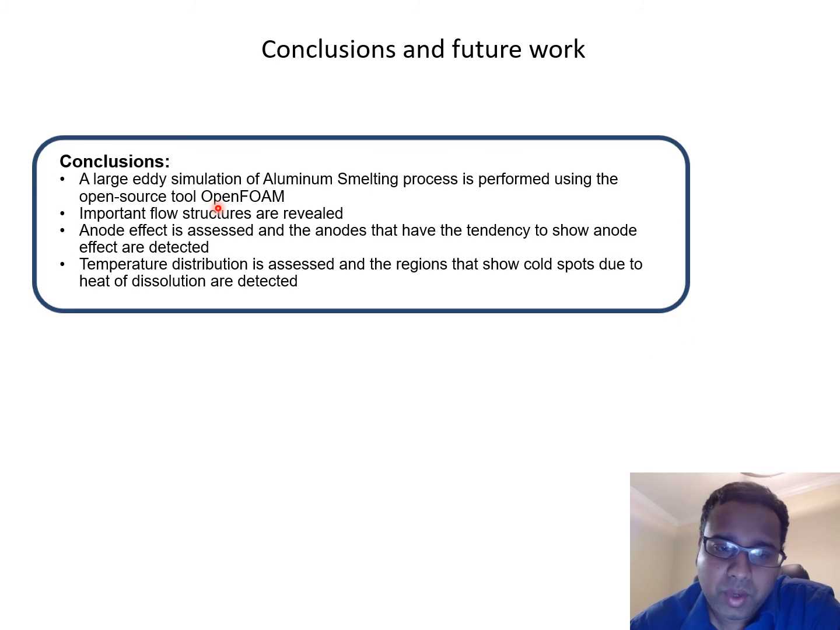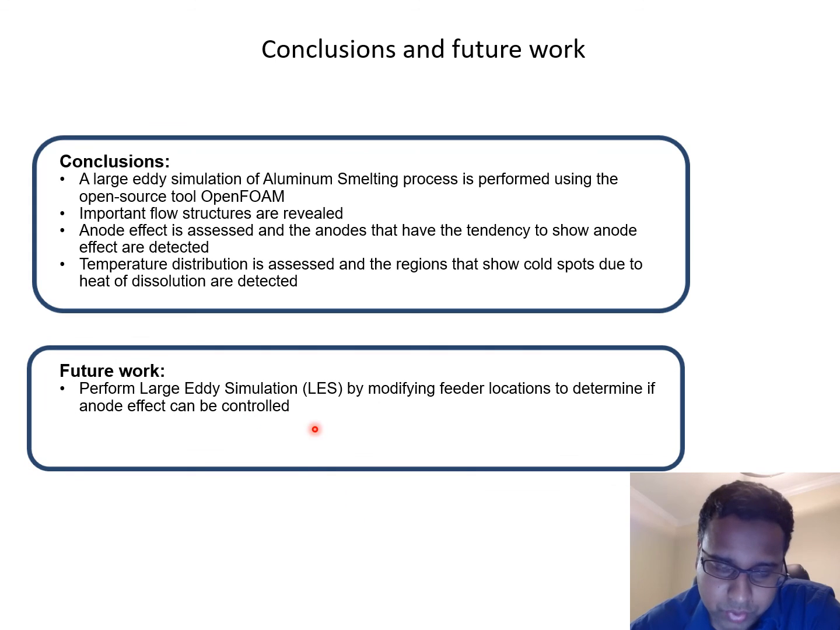To conclude, we performed a large eddy simulation of the aluminum smelting process using the open source tool OpenFOAM, and we reveal some important flow structures which have never been revealed in the literature. Anode effect is assessed, and the anodes that have a tendency to show maximum anode effect are detected. The temperature distribution is studied inside the cell, and the cold spots are identified near the inlet and also at the bottom of the anode. As part of future work, we are planning to do further LES study by modifying the feeder locations to determine if the anode effect is mitigated, and also to see how it's impacting the cold spots.